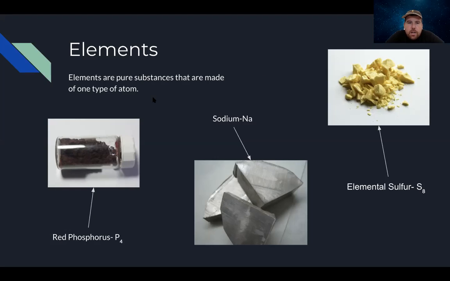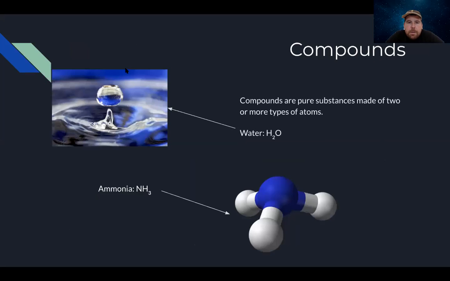Moving on, let's go ahead and check out compounds here. Compounds specifically are going to be pure substances made of two or more different types of atoms. So you need to have two different types of atoms. Here we have H2O, water, which has hydrogen and oxygen. Over on the left-hand side, we have ammonia, NH3, nitrogen and hydrogen.